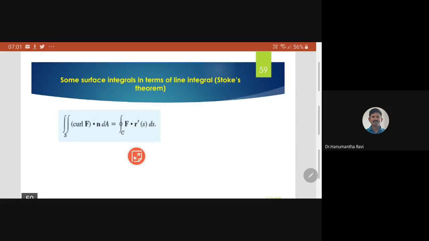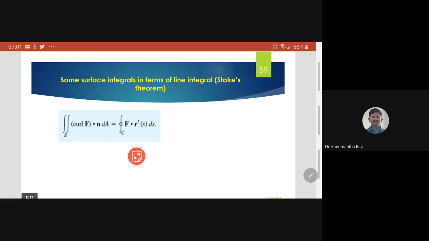So the left hand side is a surface integral, the right hand side is a line integral. The left hand side involves f bar, the curl of f bar, and the unit normal vector to the surface. It's an outward normal, what we call. And on the right hand side, you have the f bar as usual and a closed curve C.